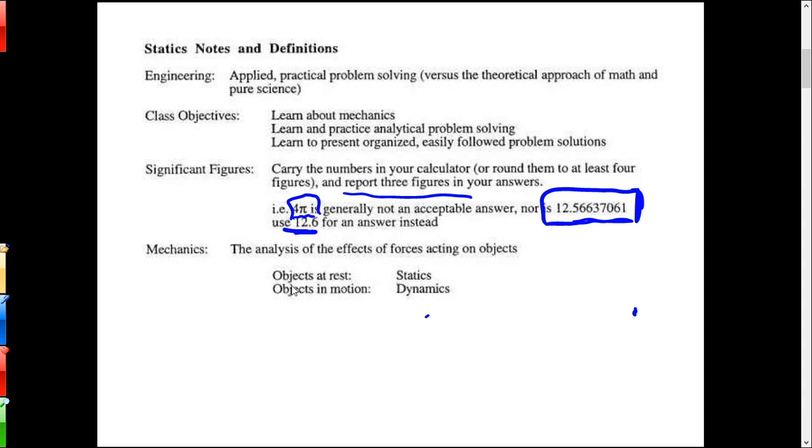Okay, mechanics is the analysis of the effects of forces acting on objects. Objects at rest generally are statics. When things start to move, we use dynamics, which is the next class that follows this. It's ENGR 212.